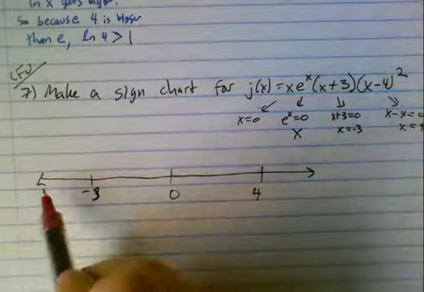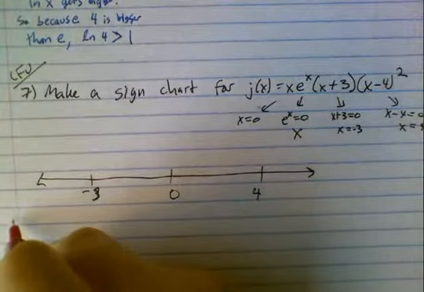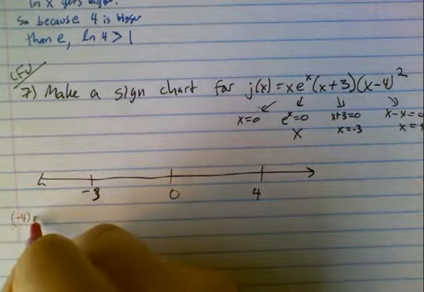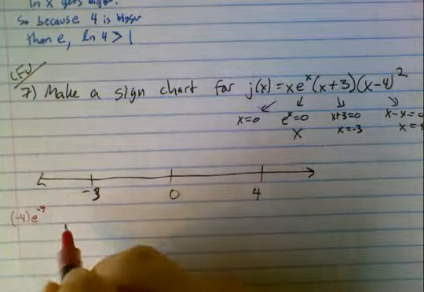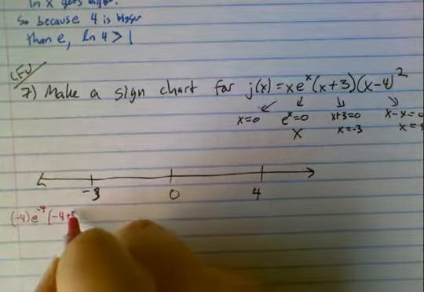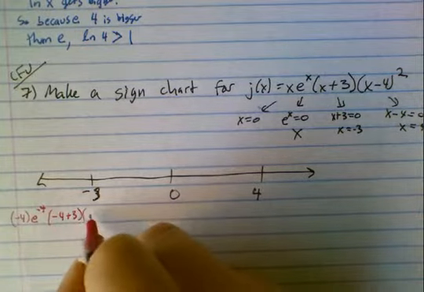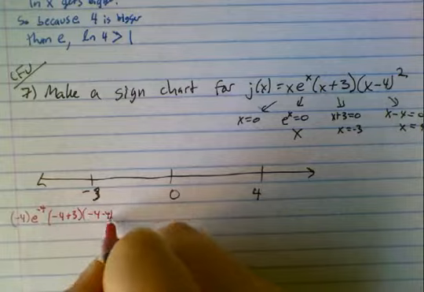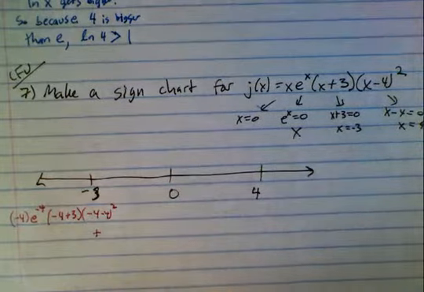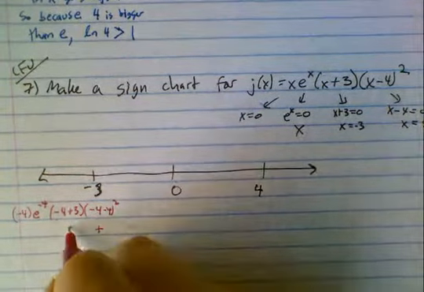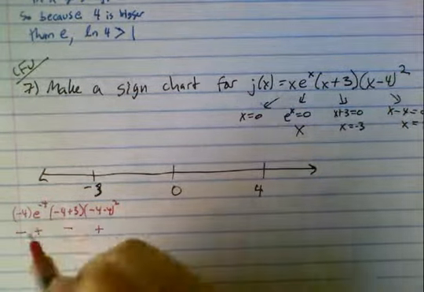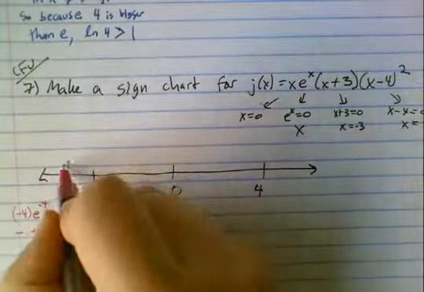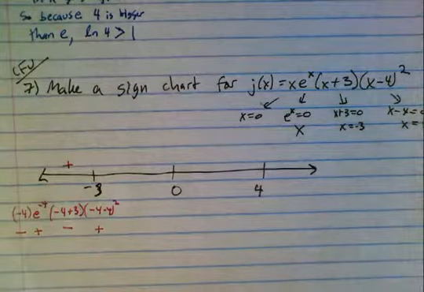So pick a number less than negative 3, so call it negative 4. e to the whatever, we really don't care because it's always going to be positive. Negative 4 plus 3. Negative 4 minus 4 squared, although this is squared, so it's always going to be positive. We don't care what it is. That's negative, that's always positive. That's negative, a negative times a negative is a positive.